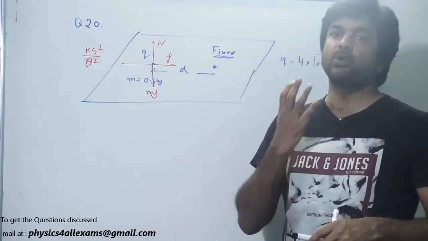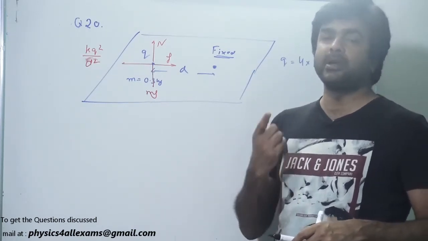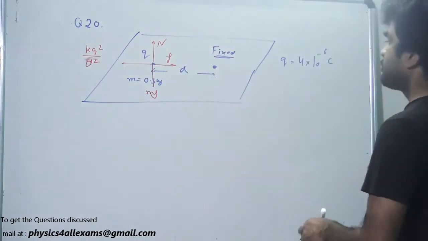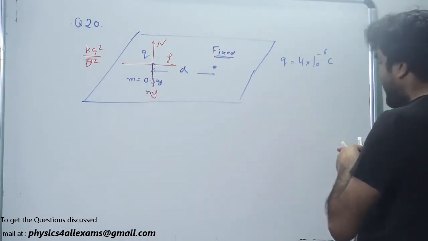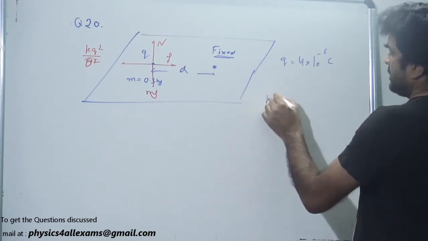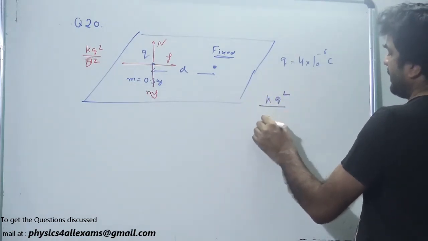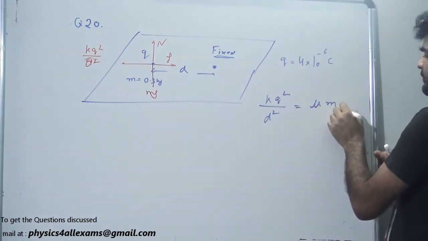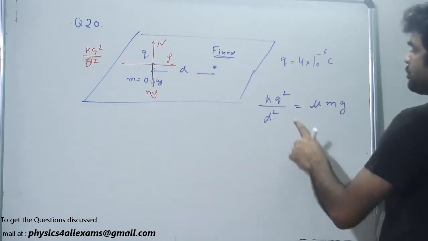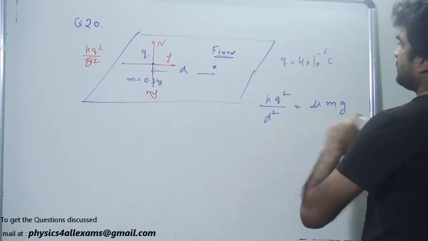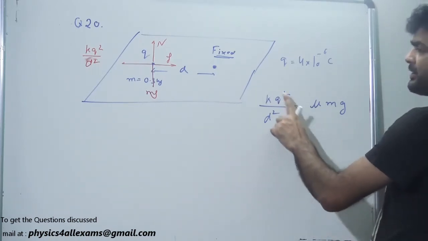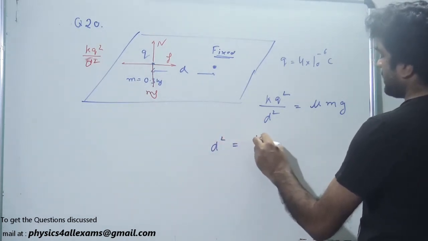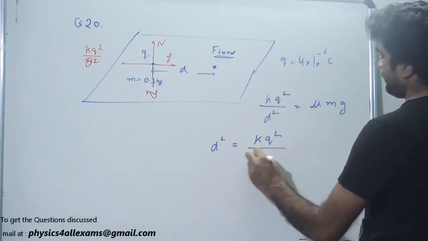but there is a limit to which friction force can increase, and that is equal to μN, and N will be equal to mg. So the minimum value of d would be when kq²/d² is equal to μ, N is mg. Q is given, we have to find the value of d. So d² will be kq² upon μmg.